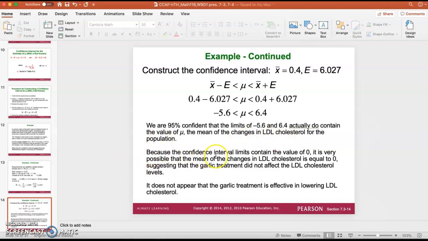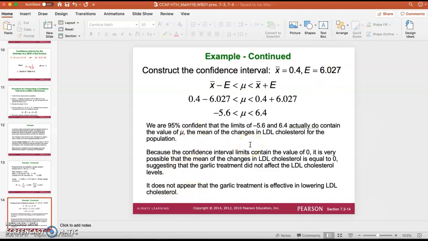Now, because the confidence interval limits contain the value of 0, it is very possible that the mean of the changes in LDL cholesterol is equal to 0, suggesting that the garlic treatment did not affect the LDL cholesterol levels. So we can say conceptually for this one, it does not appear that the garlic treatment is effective in lowering LDL cholesterol. So there we go.